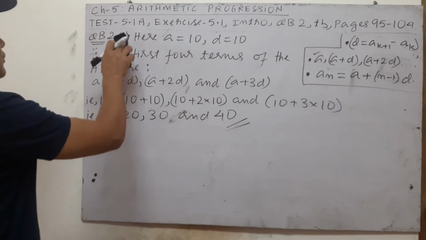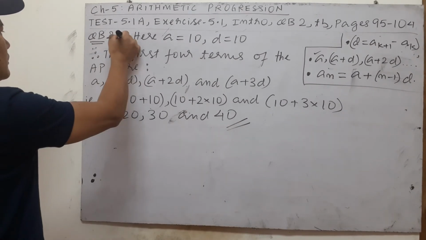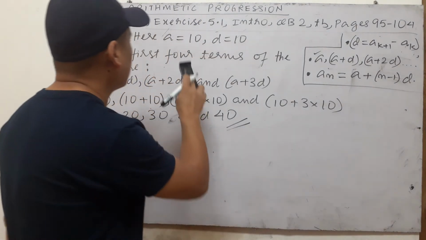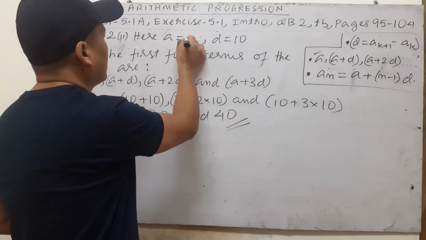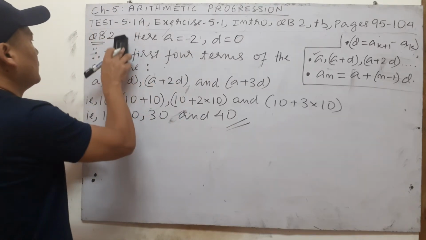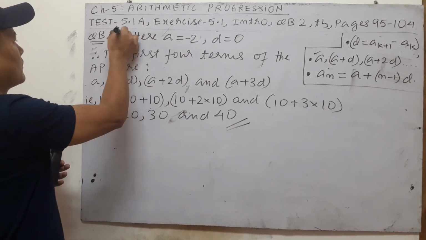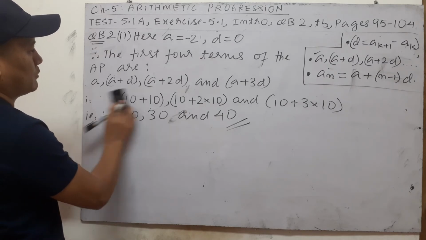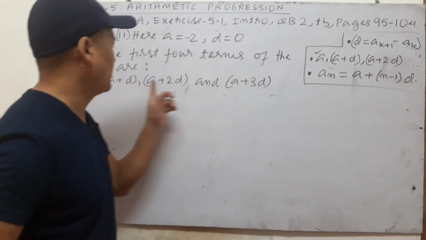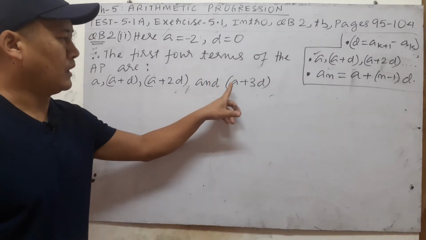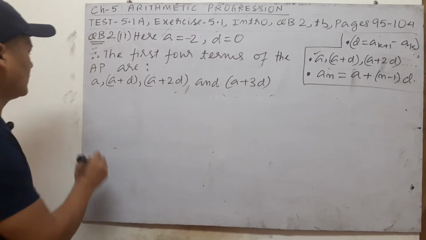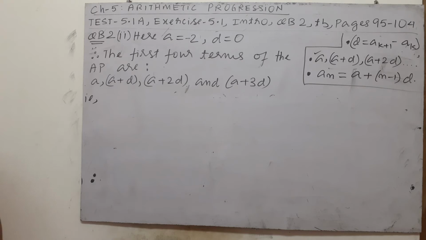Okay, so let us go to number 2. Here, a is minus 2 and d is 0. You write it likewise. Subheading 2. The first four terms will be the same. Let's write it because we have to follow the second formula. First four terms: first a, a plus d, a plus 2d, a plus 3d. 1, 2, 3, 4. Only up to the fourth term. The question is the same.